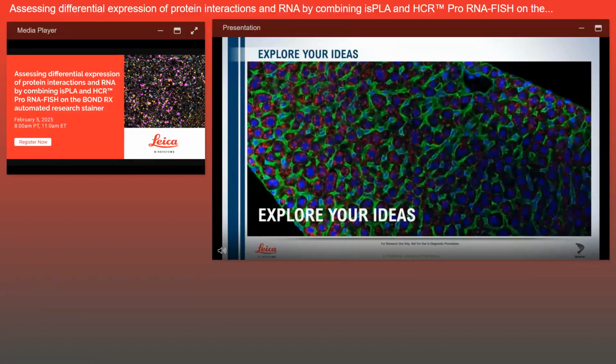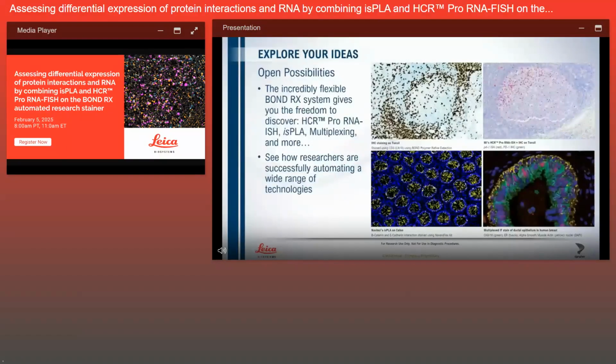Moving into exploring your ideas, also here on the screen, you can see a beautiful image of an HCR Pro RNA-FISH stain by Molecular Instruments combined with an IF membrane stain. The flexibility offered by the BondRx system allows you to discover technology such as the HCR Pro RNA-ISH, isPLA, multiplexing, and more. So on this slide, you can see some representative images of staining that's been performed on the BondRx using both DaVinci and Molecular Instruments assays.